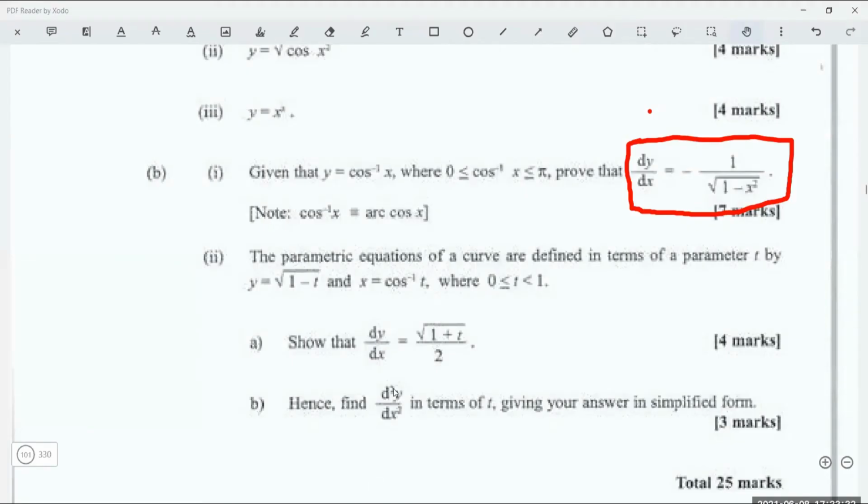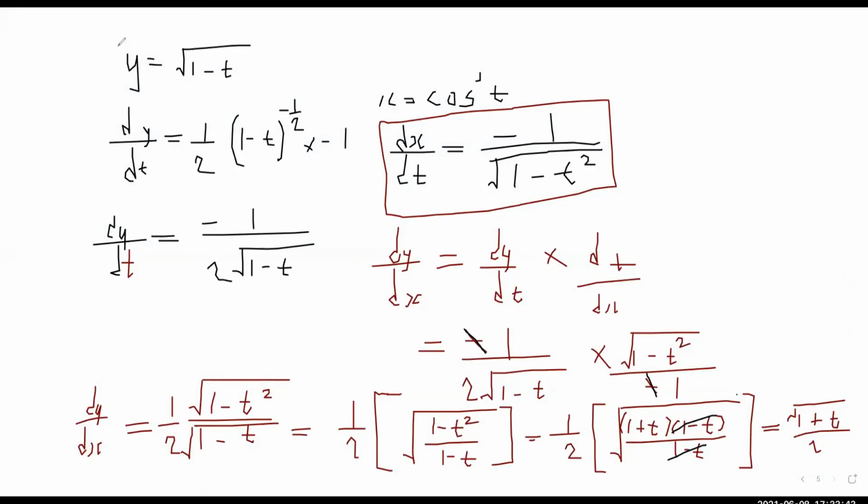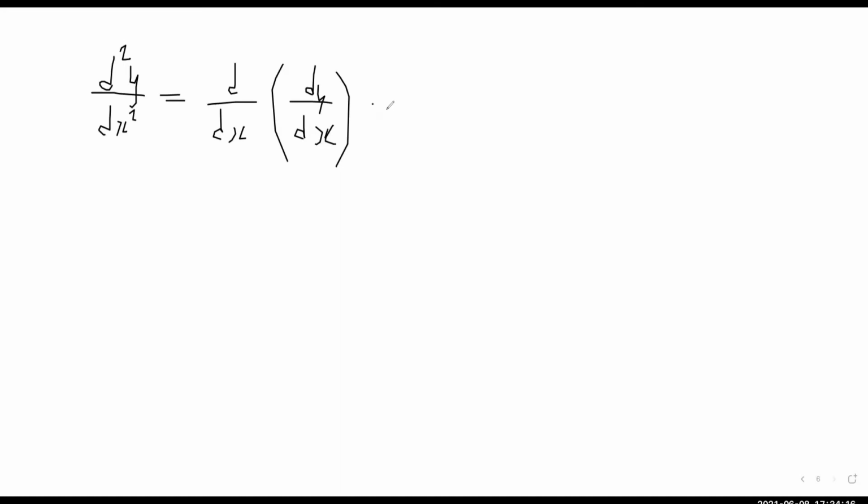Then it says, hence, find d2y by dx squared. Now, this is something that, for some reason, many persons have difficulty remembering. What we always have to remember is that d2y by dx squared is equal to d by dx of dy by dx. But in our case, dy by dx is not in terms of x. It is in terms of t. So in this case, we're going to have to rewrite d2y by dx squared as d by dt of dy by dx.